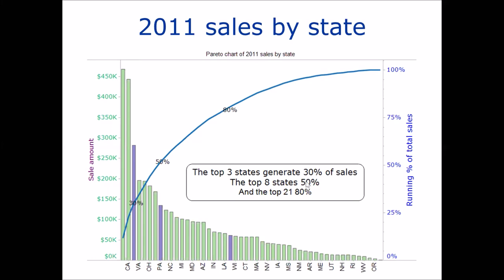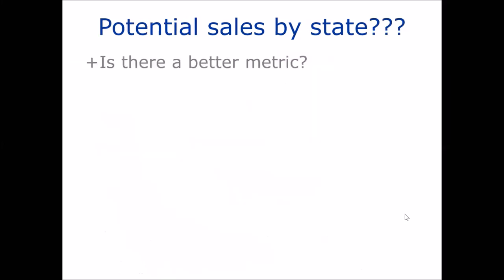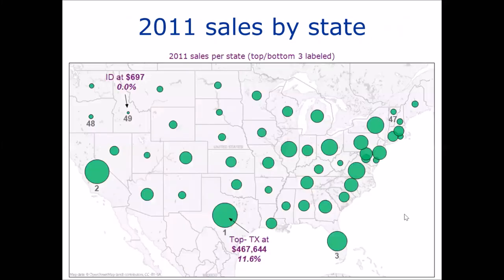30% of sales, top states are 50%. These are different states, okay? That's good. There's the sales per state. California sold more, Texas not so much, right? But what you really want to show is, is there a better metric? The sales is one thing, but this is the past. The sales is the past, right? You want to look into the future. You want to look at the potential of the sale.